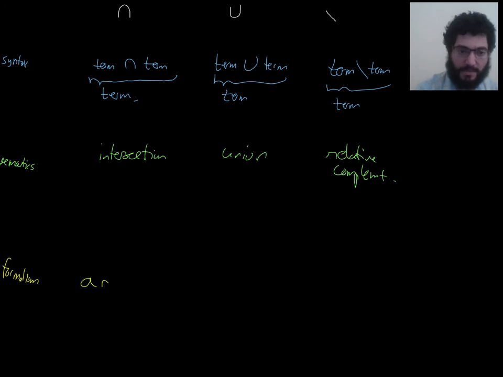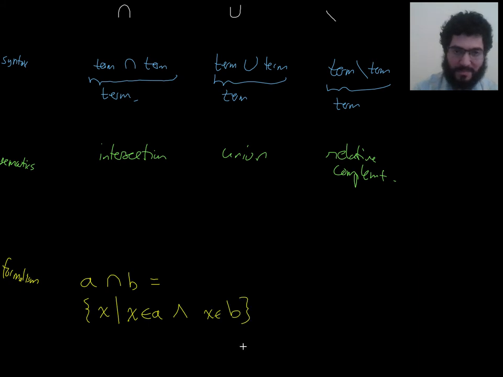So if I take A intersection symbol B, then that's going to be defined to be the set of things that are in both A and in B. So this is the membership condition for being in this set. To be in this set, you must be in both A and in B.